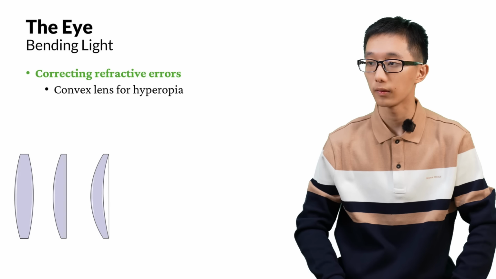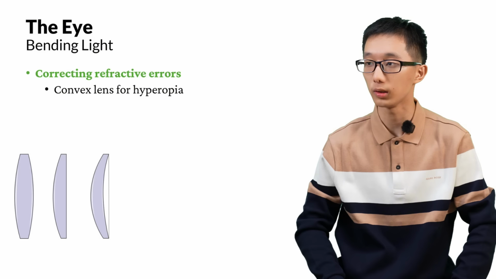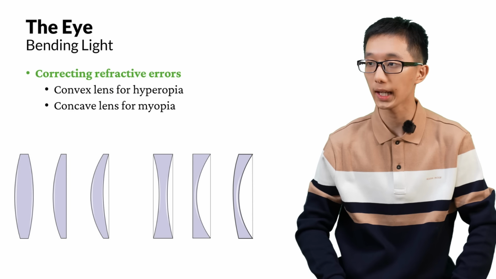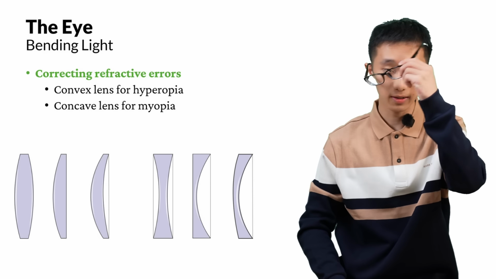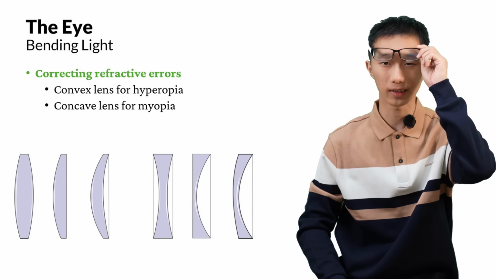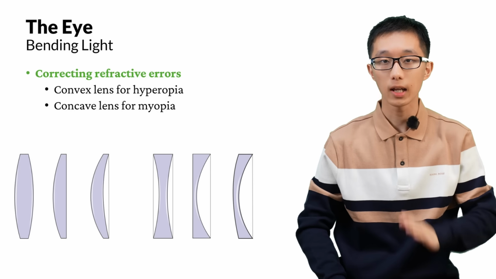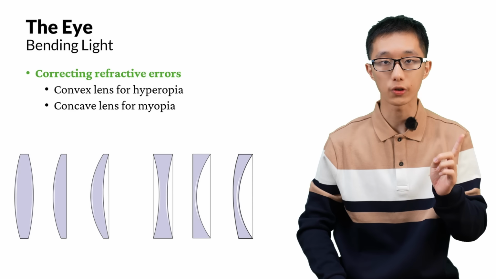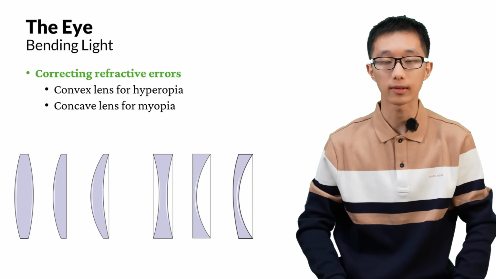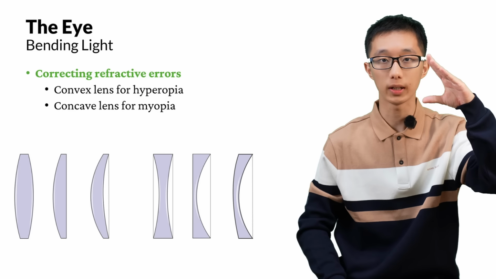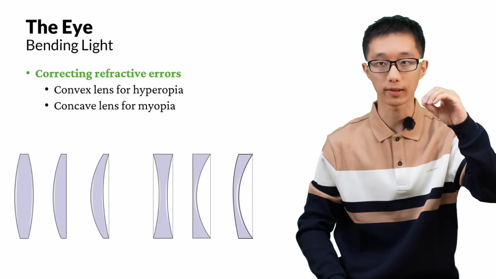In order to correct these refractive errors, we can use glasses. For example, we can use convex lens for hyperopia. Since hyperopia has too little focusing power, we can use convex lens to help with the focusing. We can also use concave lens for myopia. This is a set of concave lens I'm wearing. Since I am myopic, I have too much focusing power. The concave lens disperses the light a little bit so that the focusing power is just okay.